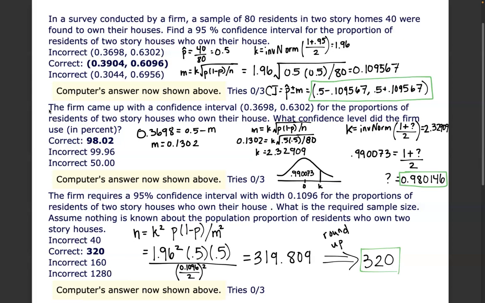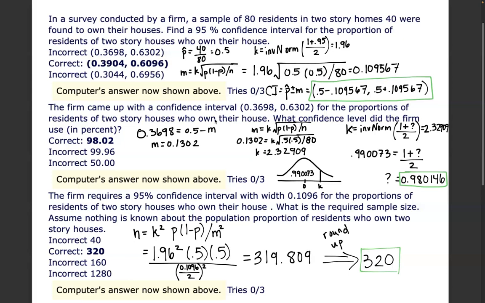Next, the firm came up with a confidence interval of 0.3698 to 0.6302 for the proportion of residents of two-story houses who own their house. What confidence level did the firm use in percent? Okay, so here we kind of have to work backwards. So we're given a confidence interval, and we want to find what that confidence level is.